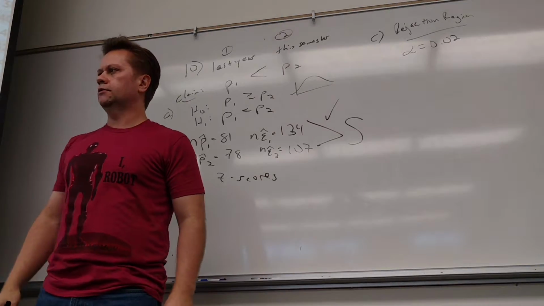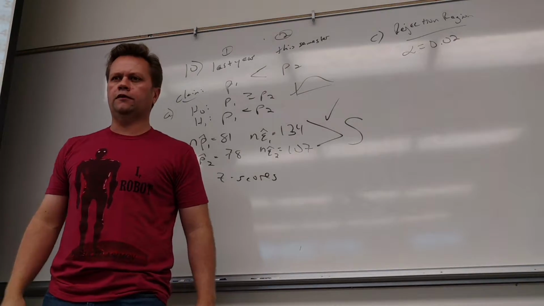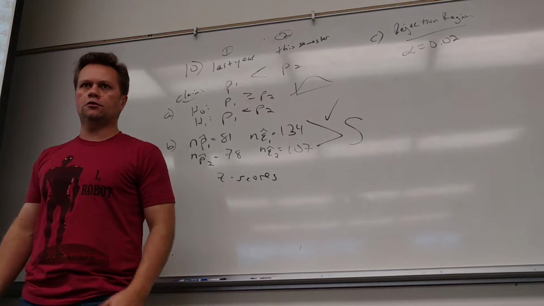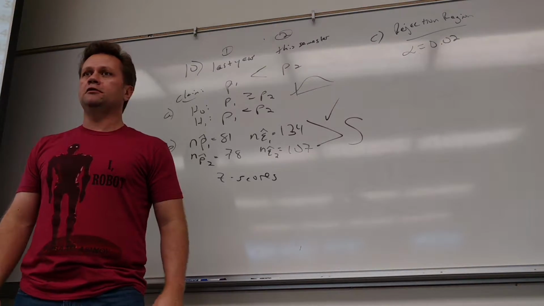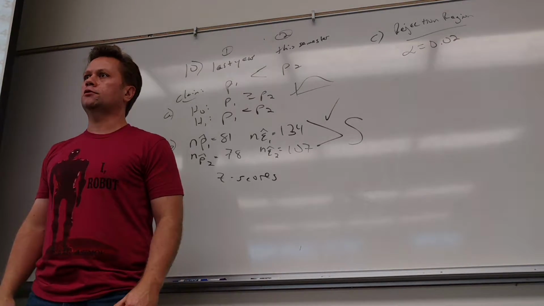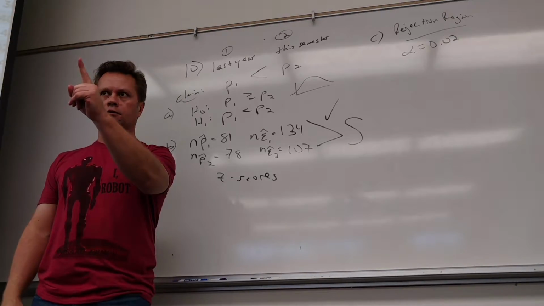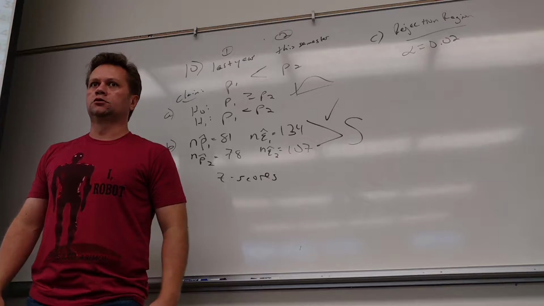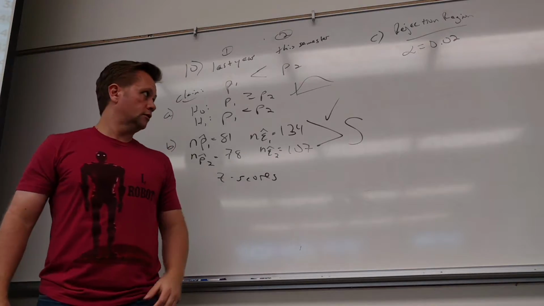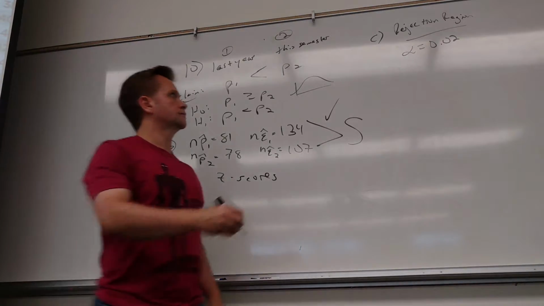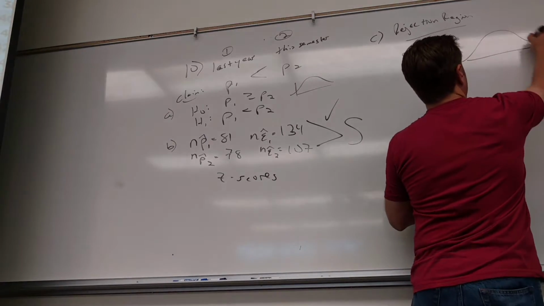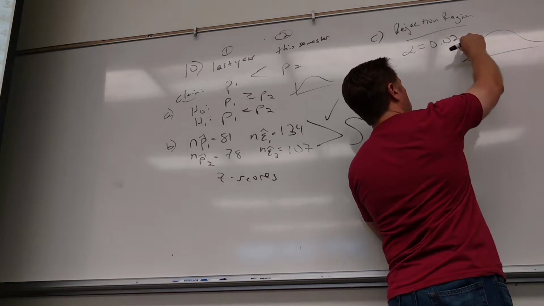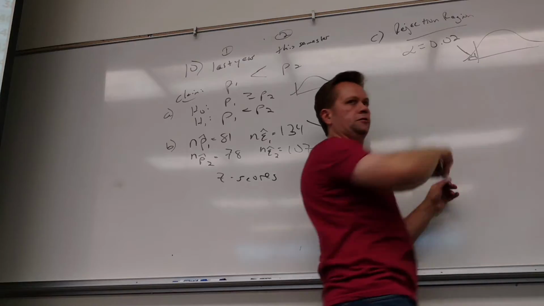I'll give you a little hint. You can't use the t-score chart for this because the t-score chart does not show 0.02 one-tail. So you have to do this the old-fashioned way. So 0.02's in there. Can you figure out this z-score?